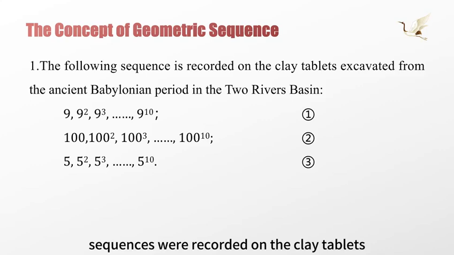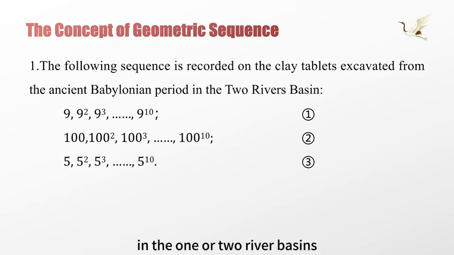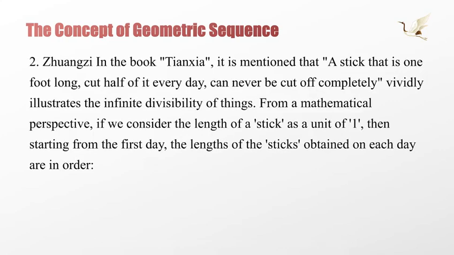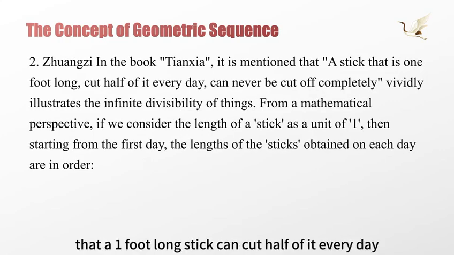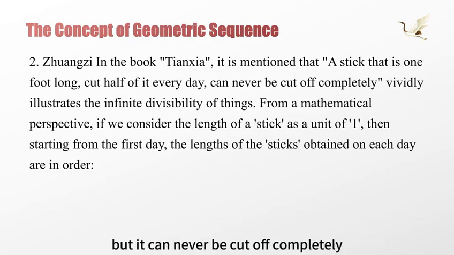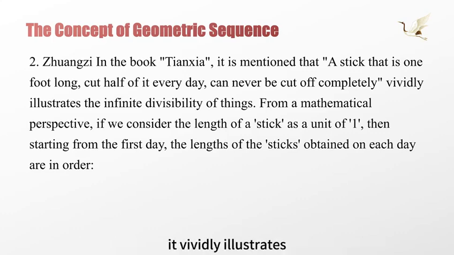The following sequences were recorded on the clay tablets excavated from the ancient Babylonian period in the 1 or 2 river basins, which we call Sequence 1, Sequence 2, and Sequence 3, respectively. Zhuangzi mentioned in the Book of Tianxia that a 1-foot-long stick can cut half of it every day, but it can never be cut off completely. It vividly illustrates the infinite separability of things.